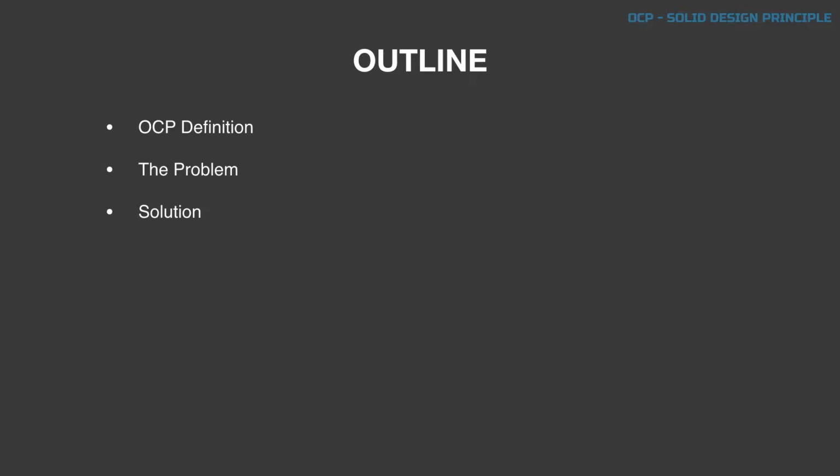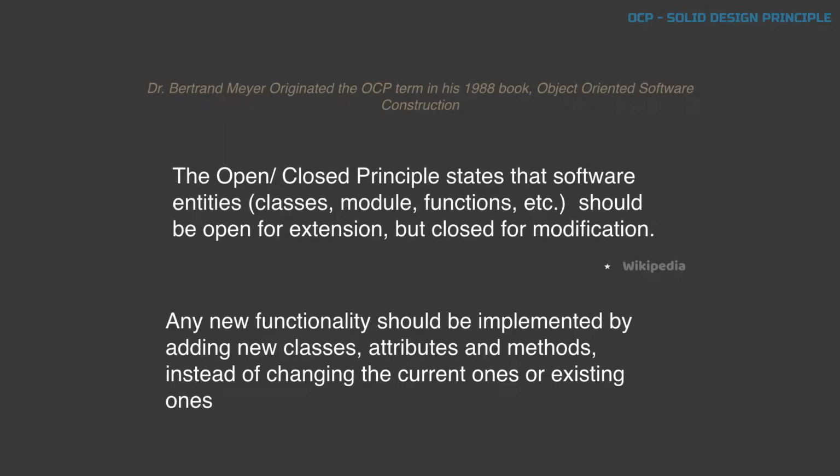So let's get into the definition part of it. Before that, I'll let you know where the term Open Close Principle originated. Dr. B. Meyer originated the OCP term, the Open Close Principle, in his 1988 book, Object Oriented Software Construction. The Open Close Principle states that software entities like classes, modules, and functions should be open for extension but closed for modification.